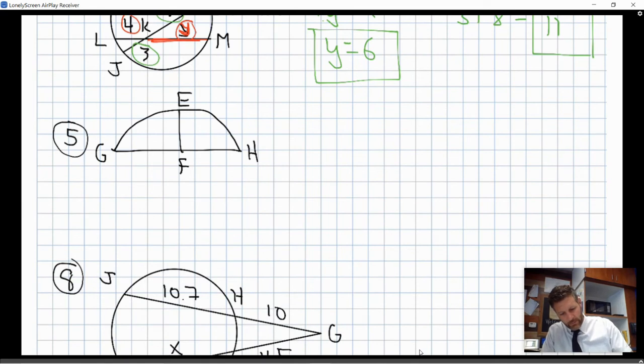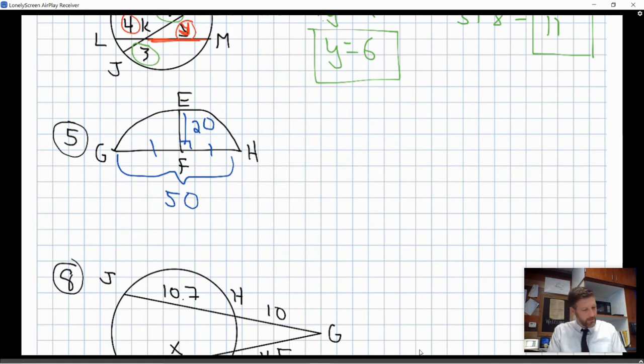I've drawn some of the word problem picture here. But it says a section of an aqueduct is based on an arc of a circle as shown. EF, right here, is the perpendicular bisector of GH. GH equals 50. So I know that this piece right here is 50. And EF is 20. So this piece here is 20. What is the diameter of the circle?